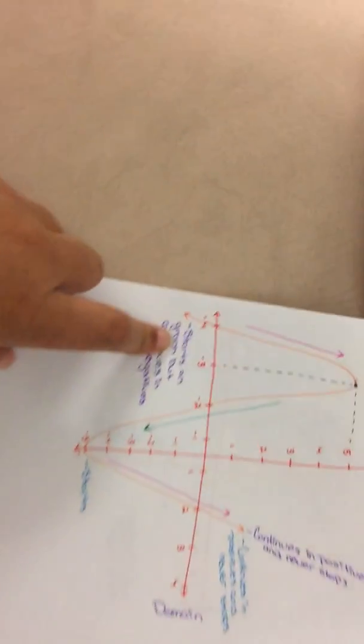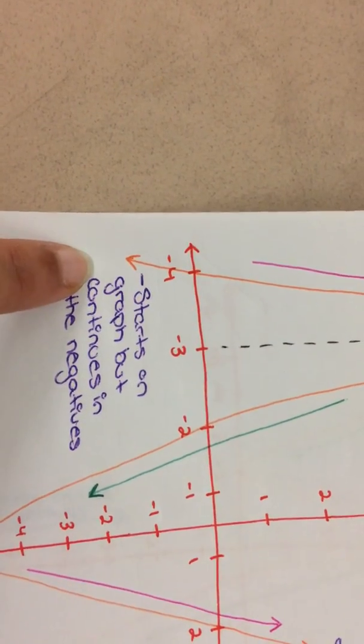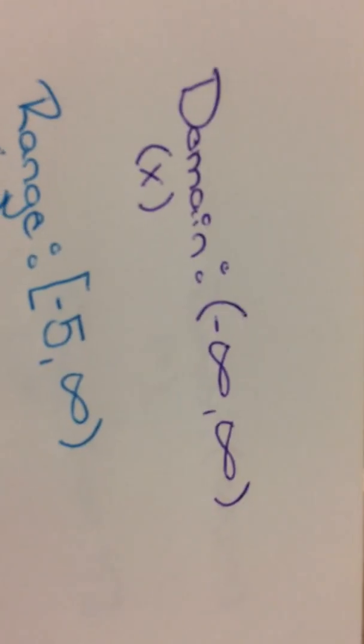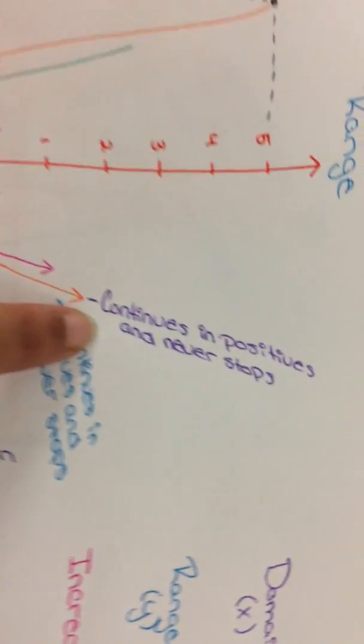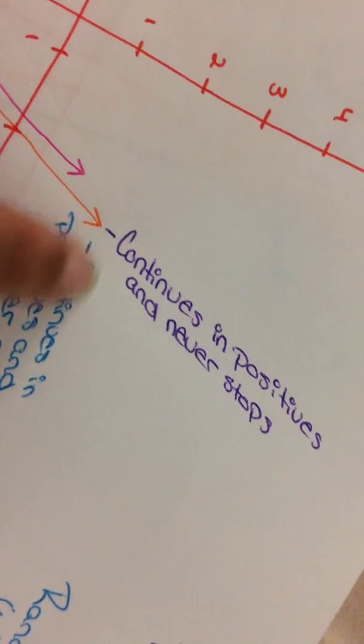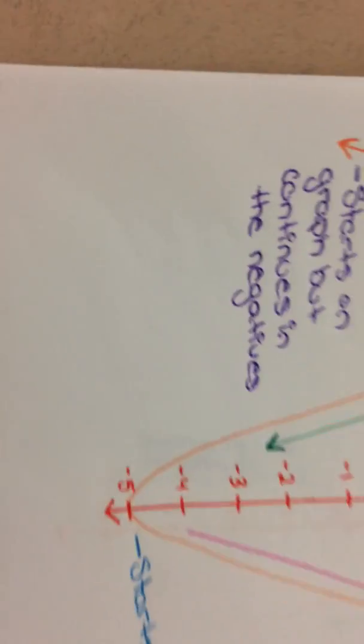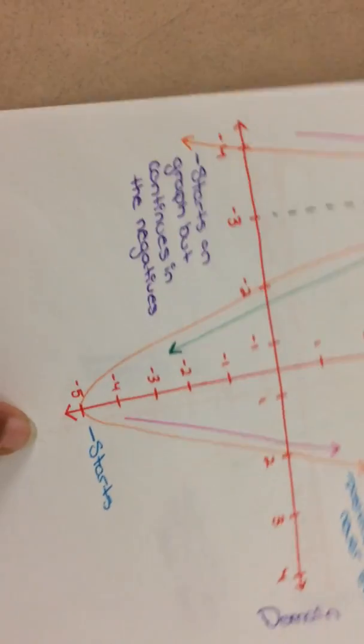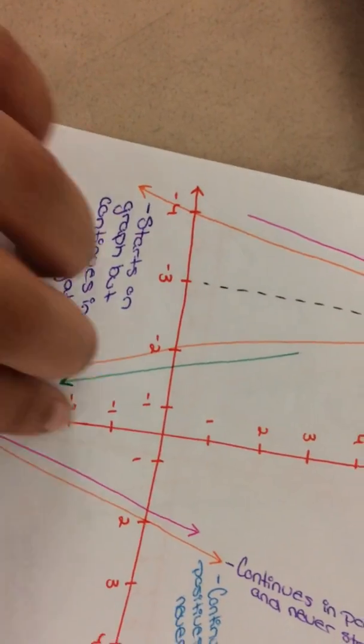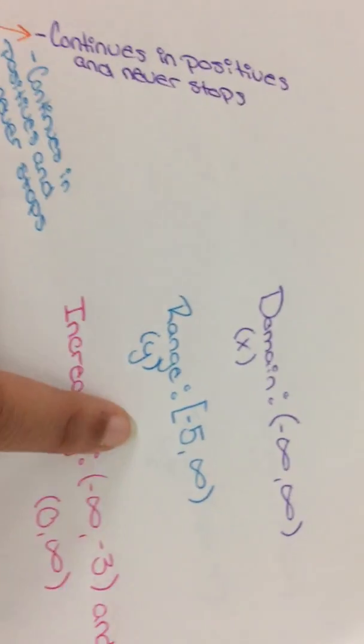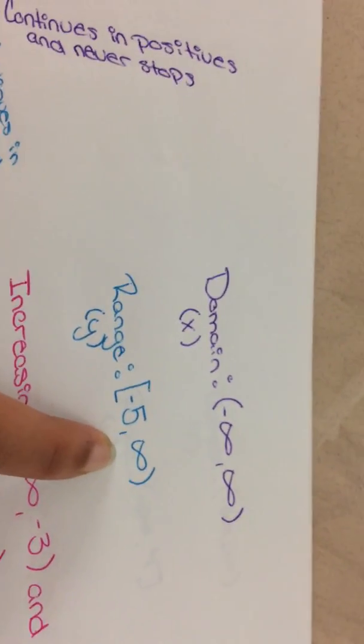And since it starts on the graph but continues into the negatives, you will be putting a negative infinity. It keeps going, and it continues into the positives, but never stops. So you will put a positive infinity. Range is the y, so you will follow the y. You start at the bottom and work your way to the top. It starts at -5 and continues and never stops. -5 into infinity.